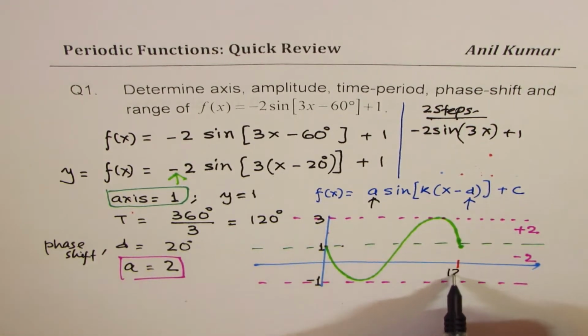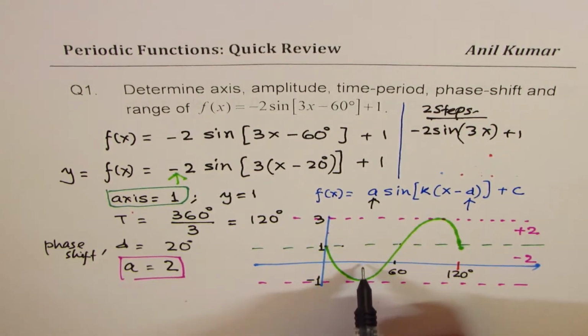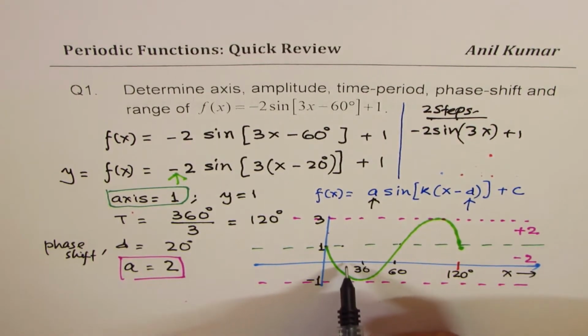120 degrees, right? So 120 degrees is the time period. So obviously the halfway through was 60 degrees and this thing came at 30 degrees. So 20 degrees, let's say this is x in degrees, 20 degrees is kind of that much, correct?